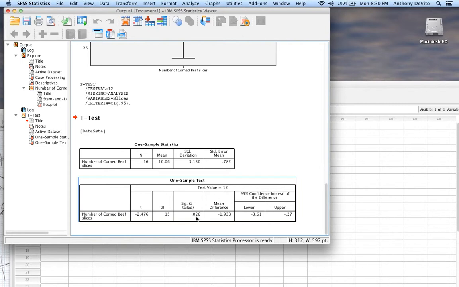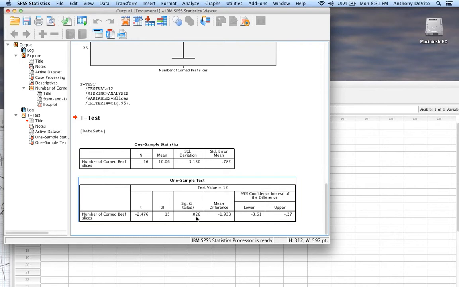So not only can we say that Boston is different than New York with 95% certainty, because of our confidence interval, we go a step further with the t-test. We can say that there is a 2.6% chance of being wrong if we say that these two cities have different amounts of corned beef in their lunches. If we say that they're different, there's only a 2.6% chance of being wrong.